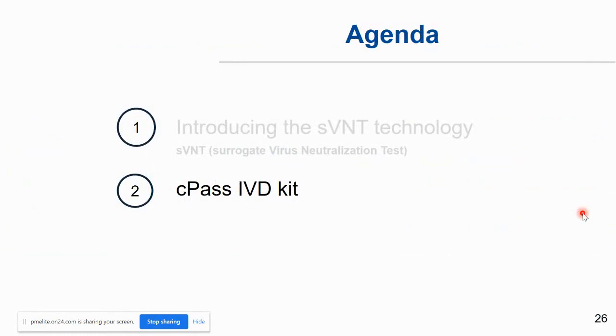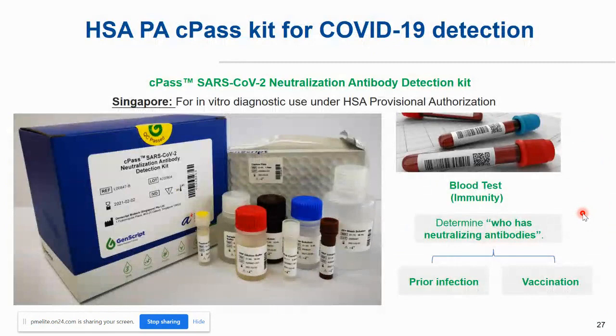So last, I'm going to close my talk by introducing our cPass IVD in vitro diagnostic kit. We first received Singapore HSA PA approval, provisional authorization for COVID-19 detection, last year. So basically that allows us to use cPass to detect presence of infection, and also whether your vaccination is actually working, to determine who has the neutralizing antibodies.